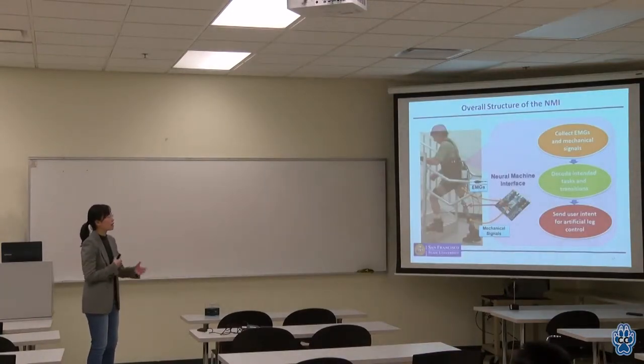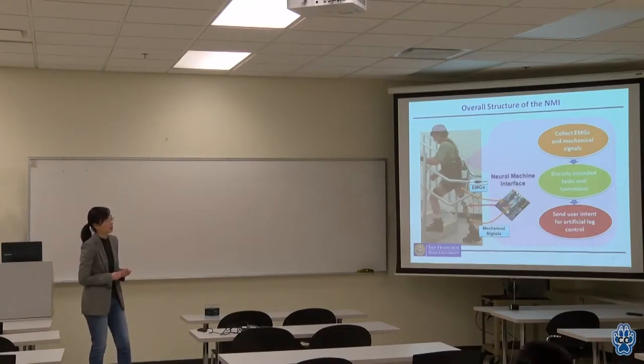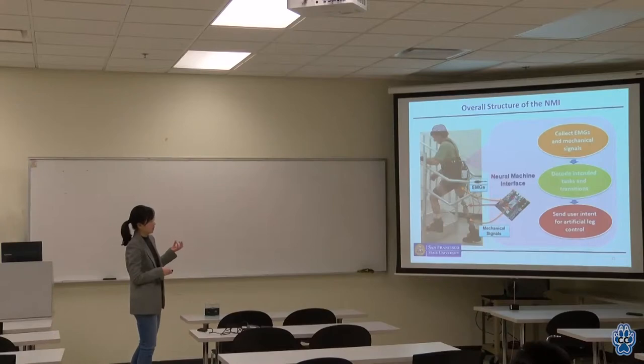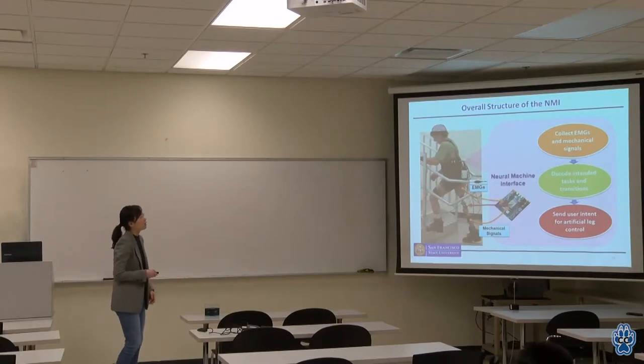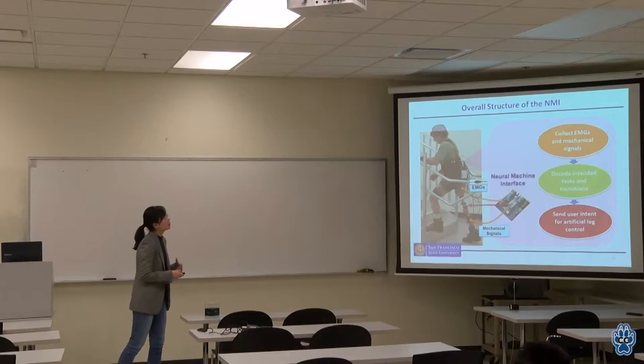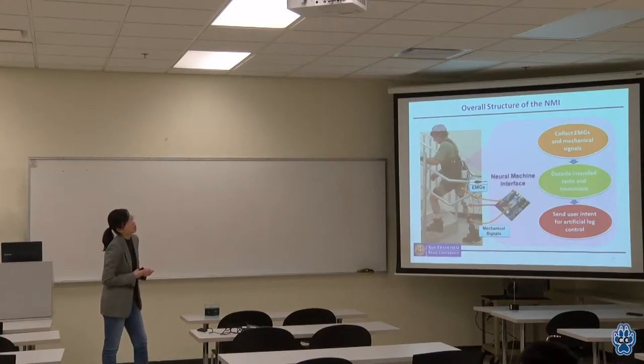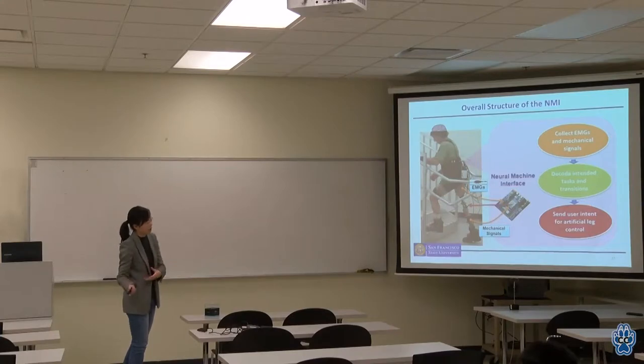So to address these challenges, we develop different hardware and software technologies. This slide shows an overall architecture of one of the prototypes of our neural machine interface for lower limb prosthesis control. There is an embedded computer system. It could be a microprocessor, microcontroller, or FPGA. It collects EMG signals and also usually some mechanical signals from an inertia measurement unit or from a load cell. Then we have our software, the signal processing and machine learning algorithms, to decode the intended tasks and transitions of the user, make decisions, and send commands to the prosthesis to automatically switch the control mode.